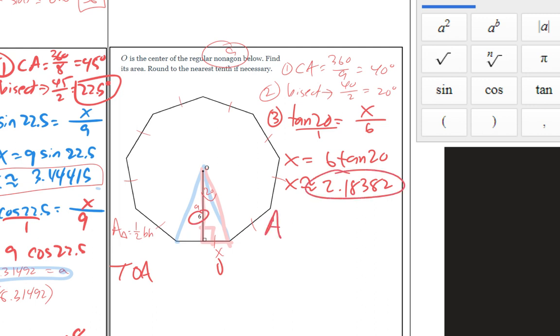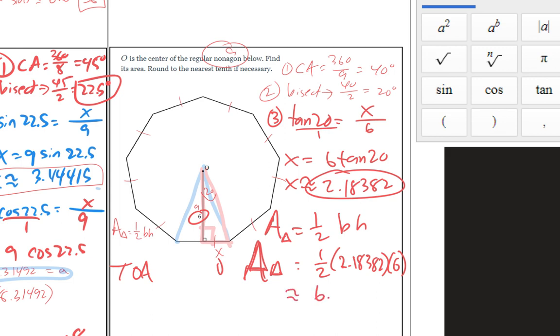Now that we have the base and our height, let's put it into our formula. The area of that triangle is 1/2 times the base times the height. So the area of the triangle is equal to 1/2 times the base of 2.18382 times the height of 6. That gives us approximately 6.55146.